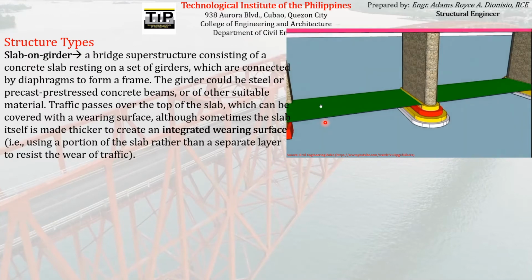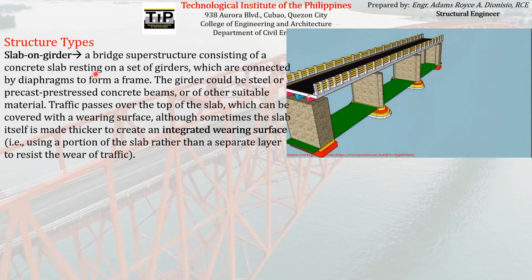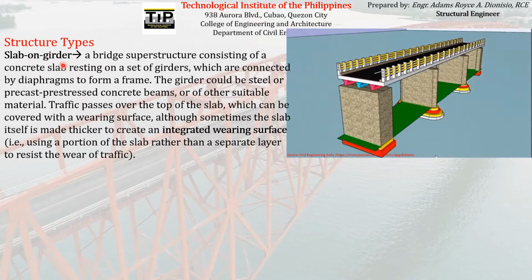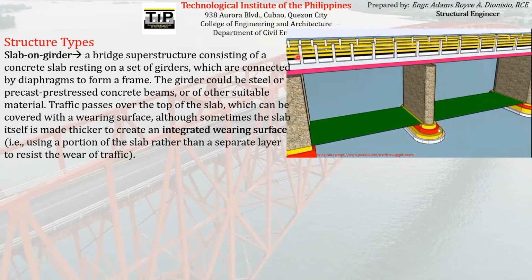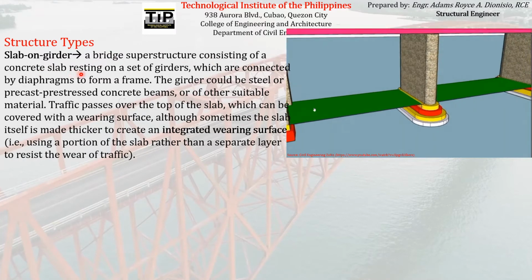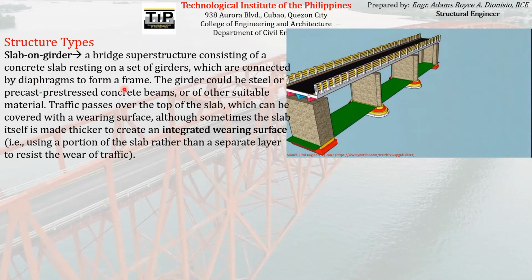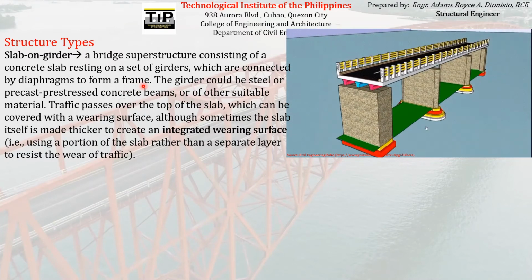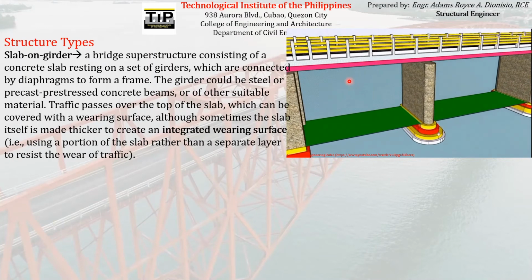So this is actually the most common type of bridge structure. That's why we will be focusing more on this type in our study of bridge engineering, the slab on girder structure type. A bridge superstructure consisting of a concrete slab resting on a set of girders which are connected by diaphragms to form a frame. So that is a slab on girder. There is a slab that is being supported by a series of girders that will form a frame.